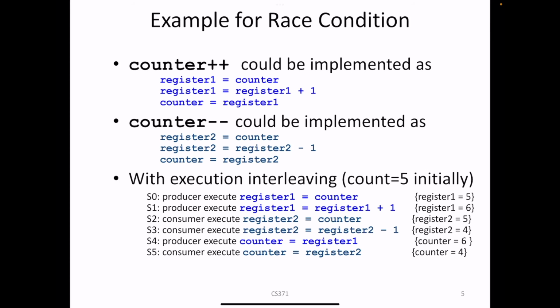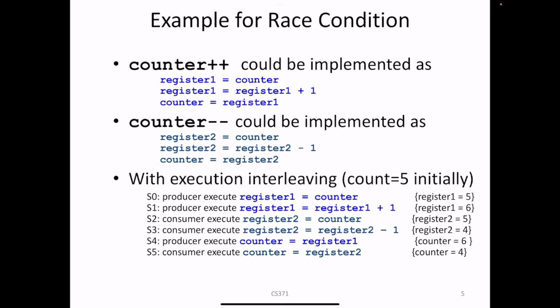The producer is put back. Then put the value of register 1 into counter. Then counter is equal to 6 now. Then an interruption happens again. The consumer is back. Then the counter is updated by register 2, whose value is equal to 4 now. At this moment, you may already see the problem.